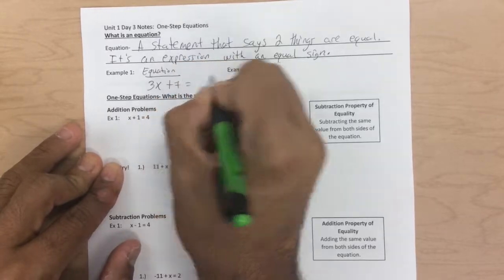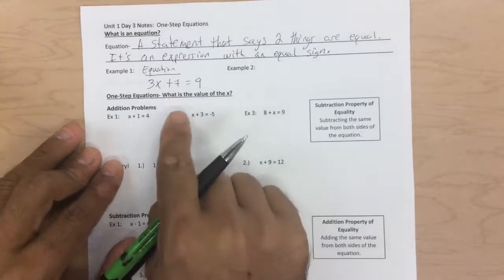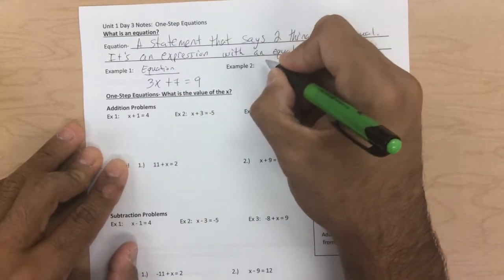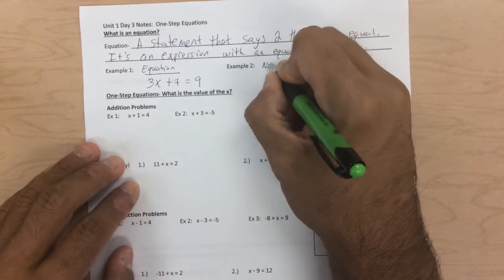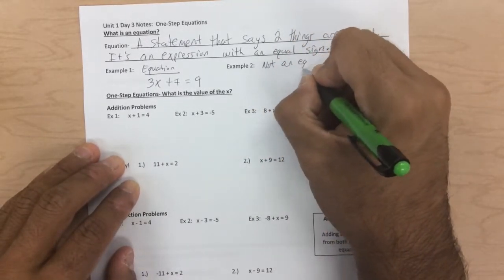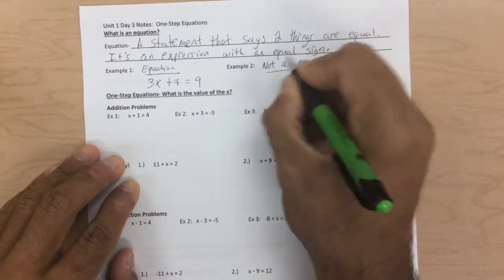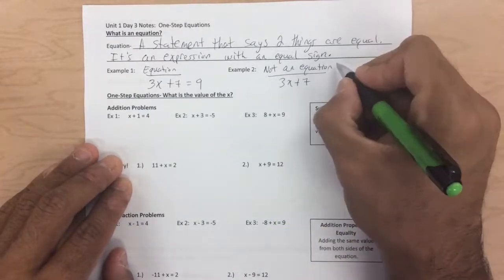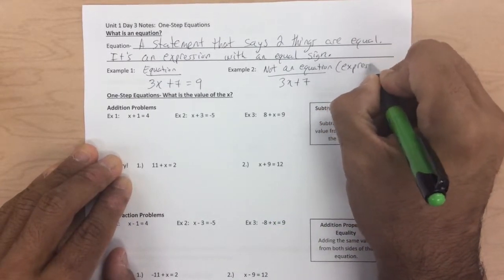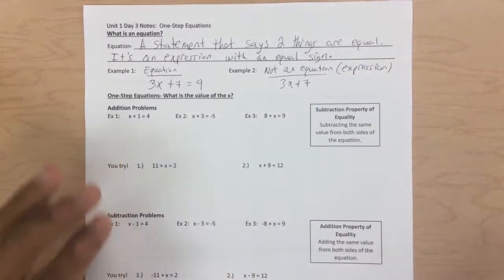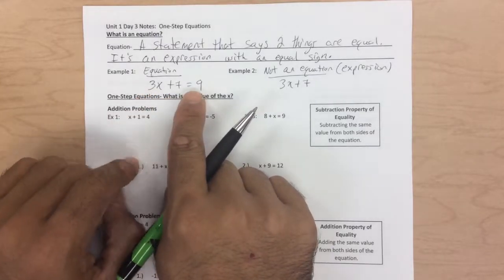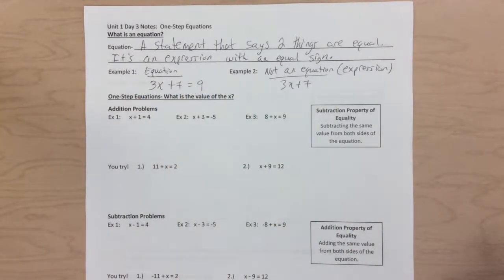3x plus 7 equals 9. This is considered an equation because there's an equal sign. What about not an equation? What's an example that is not an equation? 3x plus 7. This is actually considered an expression because it's just a mathematical statement. The first example is an equation because there's an equal sign. Okay? So now let's go ahead and work out our one-step equations.